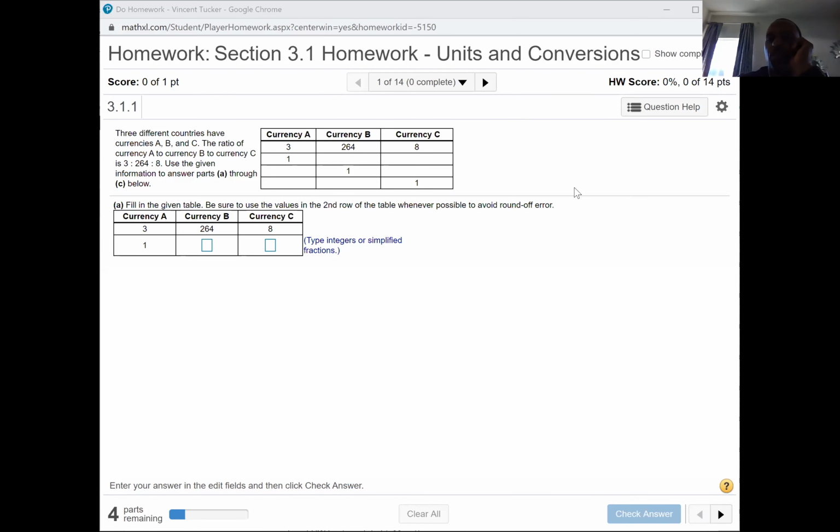All right, so looking at this first problem in 3.1, it says 3 different countries have currencies A, B, and C. The ratio of currency A, currency B, and currency C is 3 to 264 to 8. Use the given information to answer parts A through C.